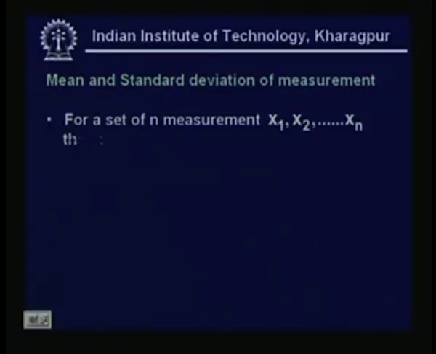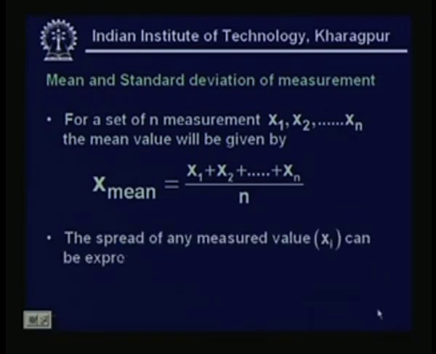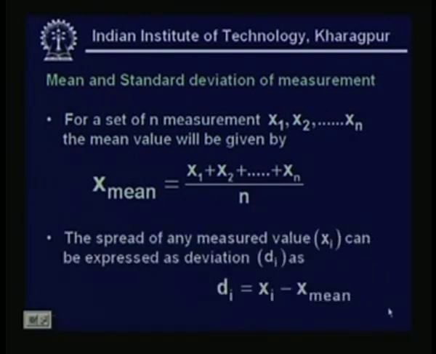Now mean and standard deviation of measurements, we will need this in future, that is the reason we are explaining it. Suppose we are making a set of n measurements x1, x2, up to xn. The mean value is given by x mean equals x1 plus x2 plus so on up to xn, upon n. The spread of any measured value xi can be expressed as a deviation, di equal to xi minus x mean.